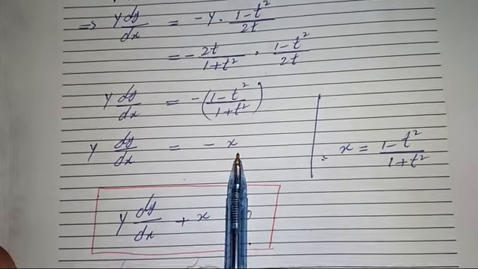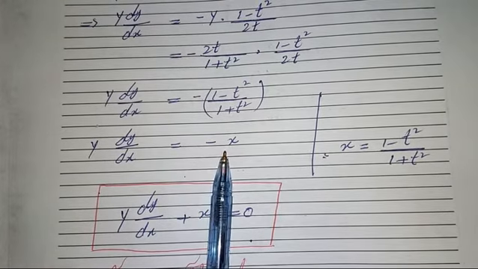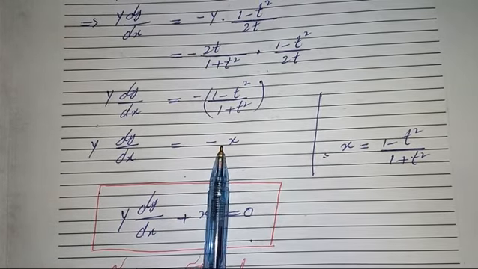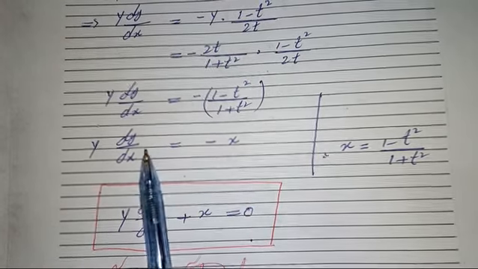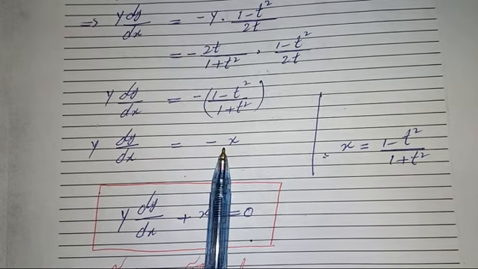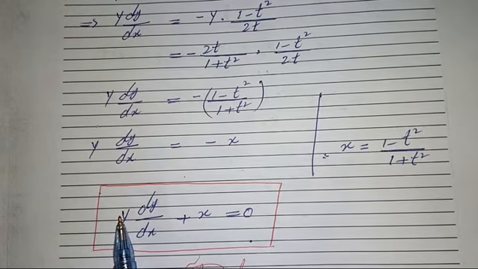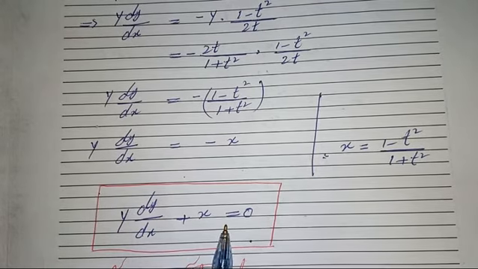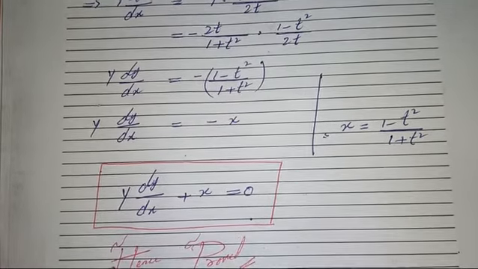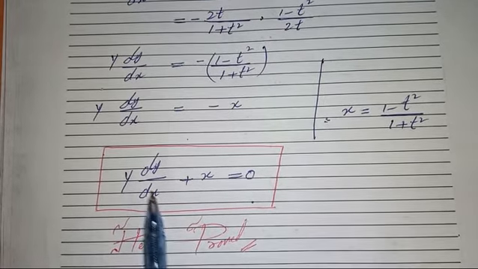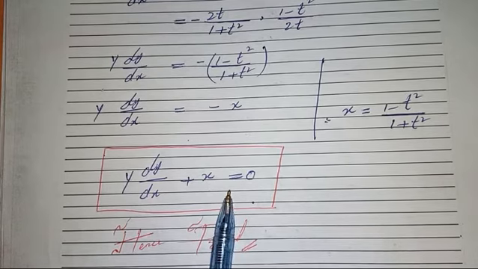So now we have proved that when you shift this minus x from right hand side to left hand side, it becomes the requirement of the question. So y dy over dx plus x is equal to 0. So this is our required condition. So hence proved, y dy over dx plus x is equal to 0.